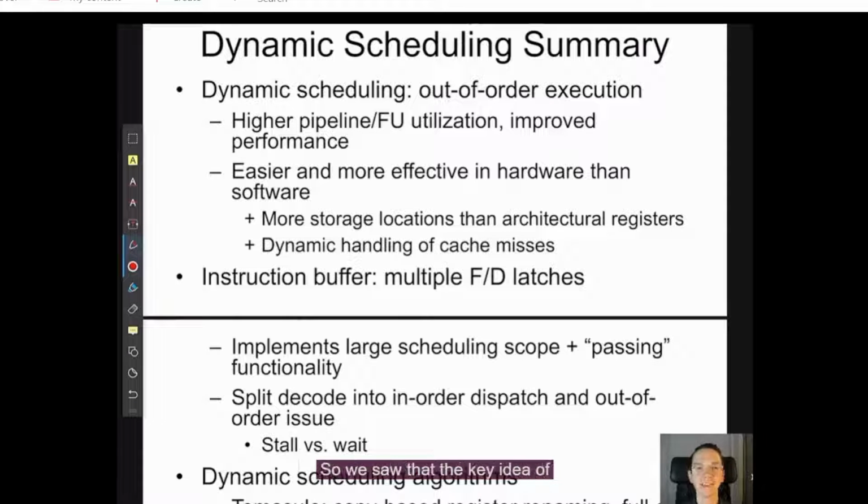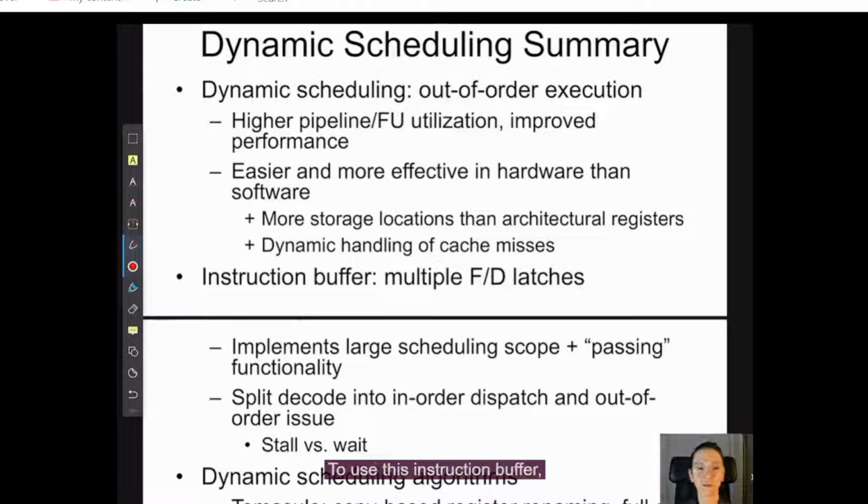So we saw that the key idea of dynamic instruction scheduling is that of an instruction buffer, a conceptual instruction buffer that we viewed abstractly as multiple latches between the fetch and decode stages. This conceptual instruction buffer implements a large scheduling scope, and it enables a passing functionality so that young instructions can pass older ones that are blocked on long latency execution. In contrast with that 5-stage in-order pipeline, we had one FD latch, and thus the pipeline structurally prevented instructions from passing one another into the execute stage. They would have clobbered each other's data in a single FD latch.